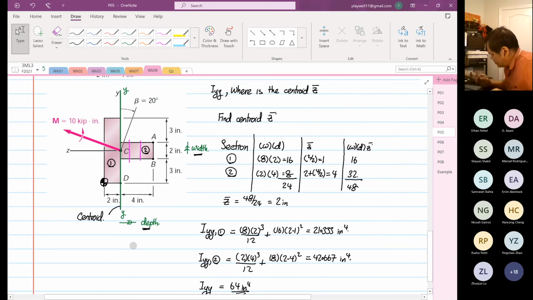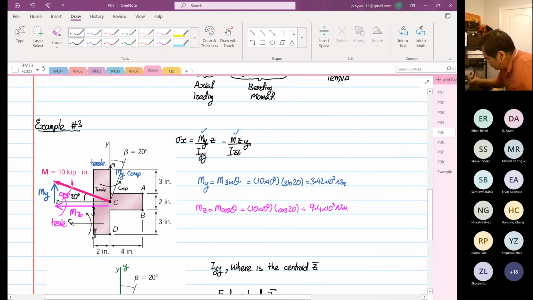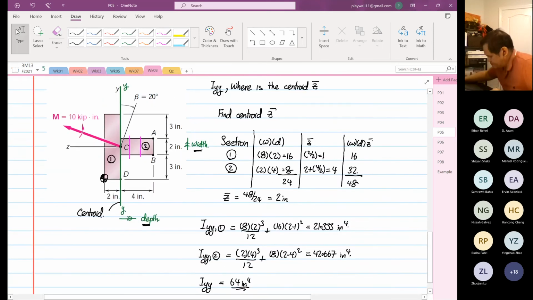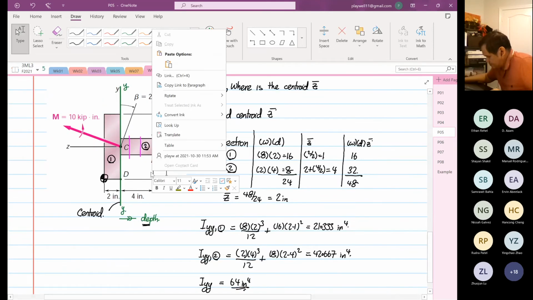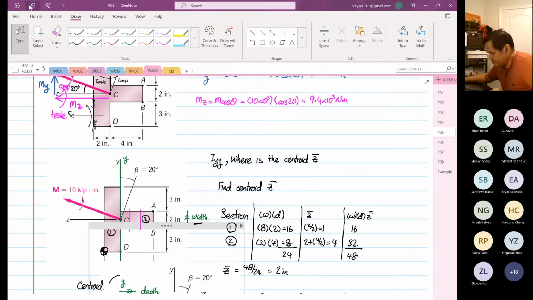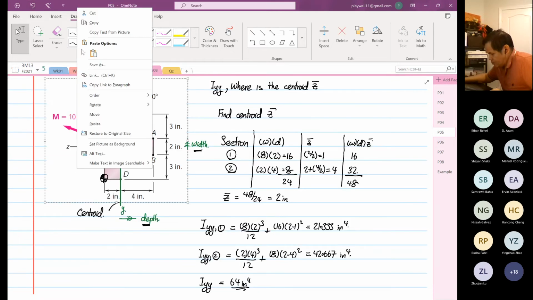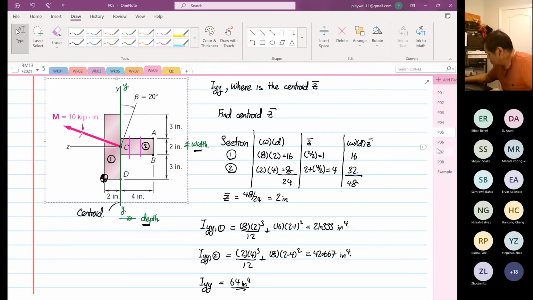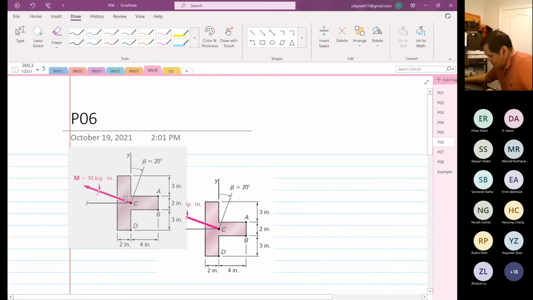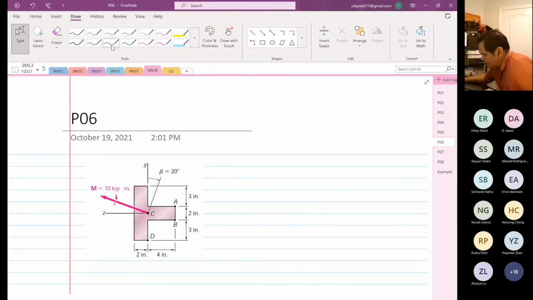So we know where our centroid is. We know RY. Next we want to find our IZZ. So now we know our RYY. Next we need to find our IZZ. I'm going to copy this. Undo. I'm going to copy, then I go opposite and paste. So next we're going to find our IZZ.